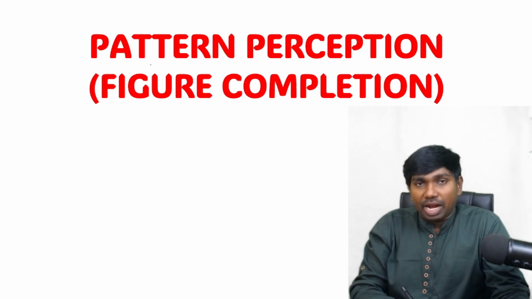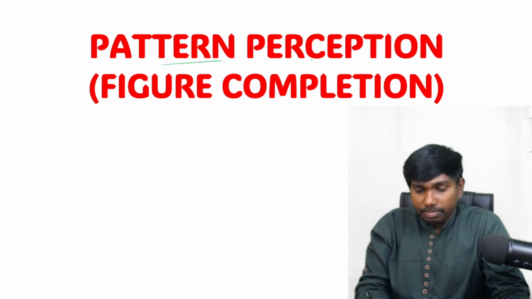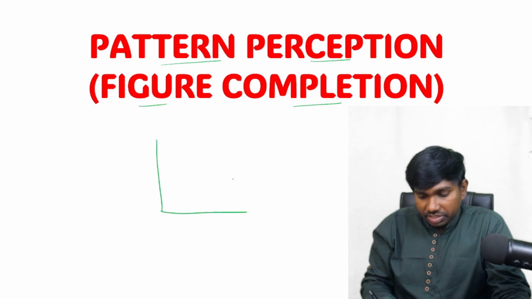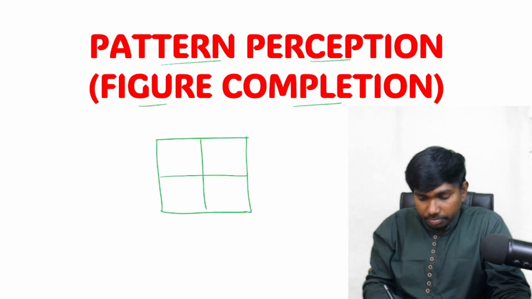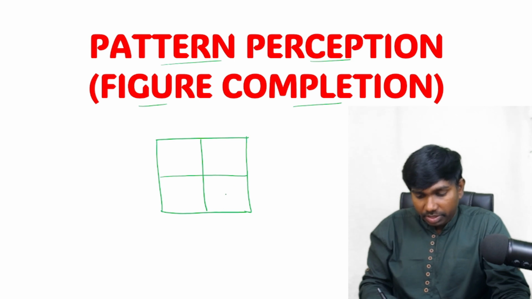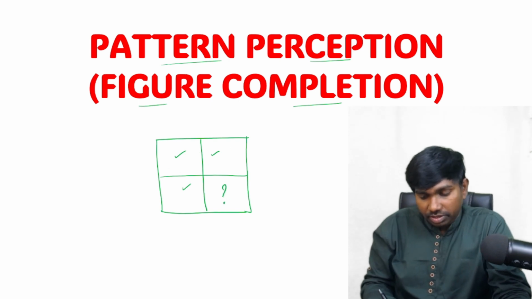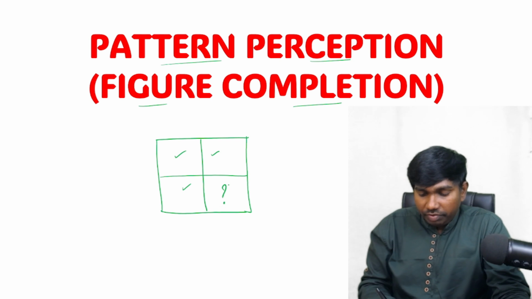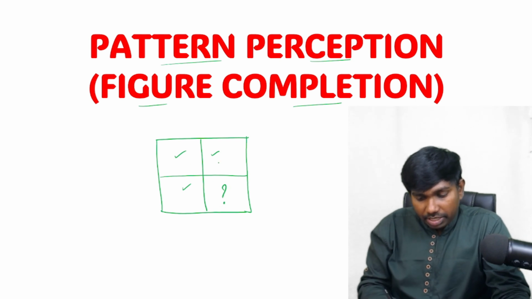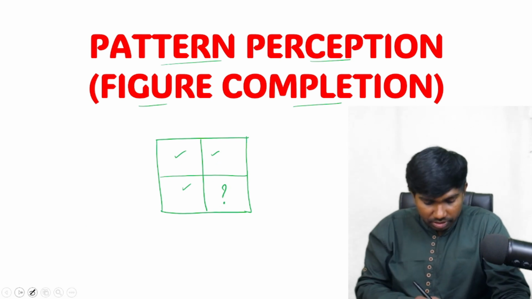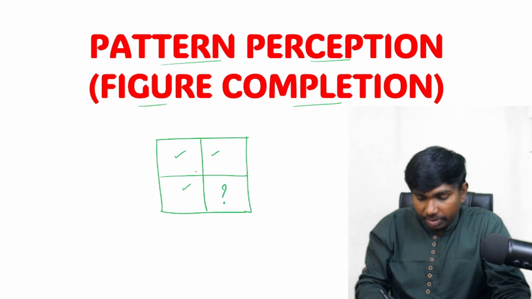Today our chapter is pattern perception. The other name of this chapter is figure completion. Suppose that there is a square box. In the square box, there are four quarter parts, and figures will be given in three parts. In general, three parts, so one part will be left empty. We need to identify the pattern from the figures available, from the parts available.